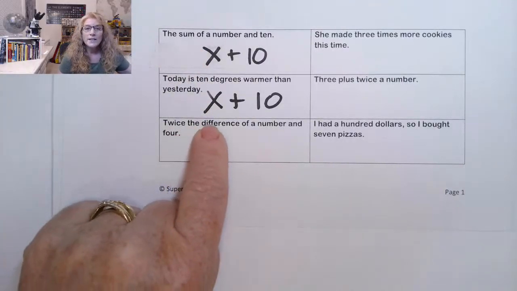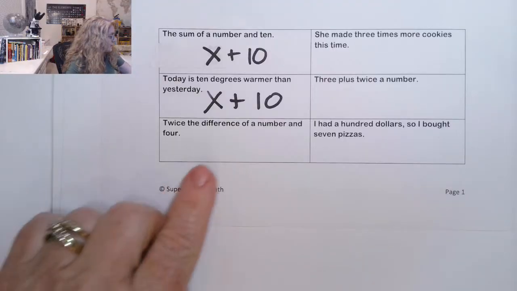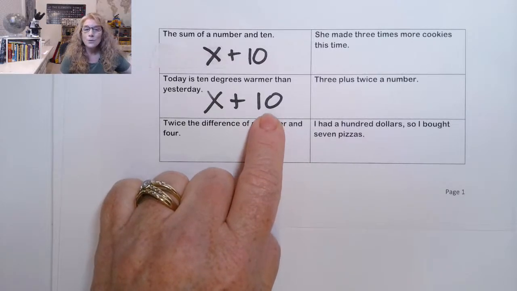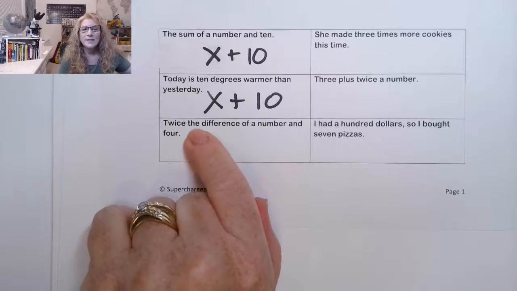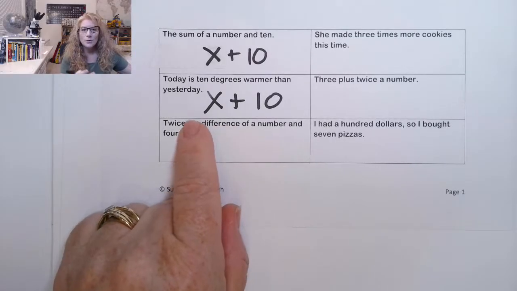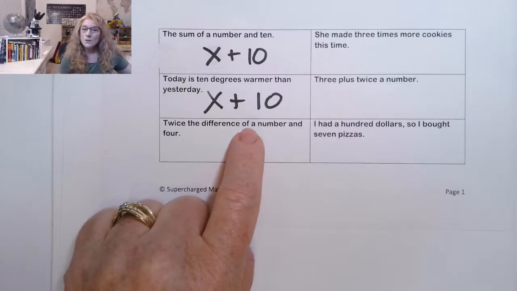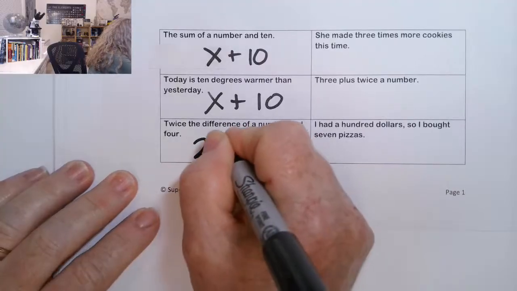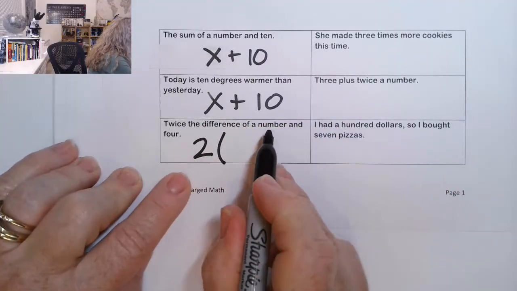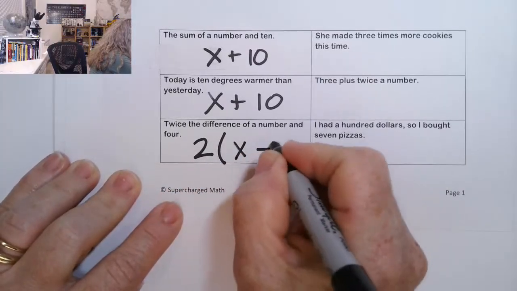Good. Twice the difference of a number and 4. What do you do with that? Okay, so again, if this is confusing to you, just put a number in for the word number. Put in like, I don't know, 10. So twice the difference, so twice is 2. Difference means subtract. Of is multiply. Okay, so twice the difference. The difference is the number here, say we said 10 minus 4, so we're going to put x minus 4.